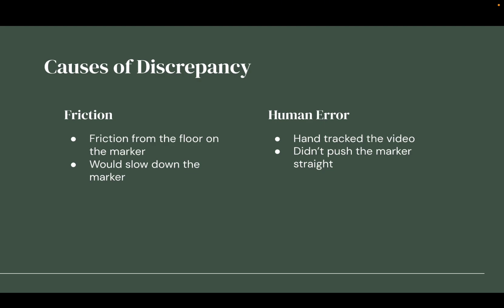There was also probably human error in the experiment. First, the video was hand-tracked, which could lead to some errors in the position points. Another error is that we were unable to get the marker to roll straight. Every time we tried, it would veer off slightly. This is an issue because it is introducing another coordinate in the position that we did not account for.